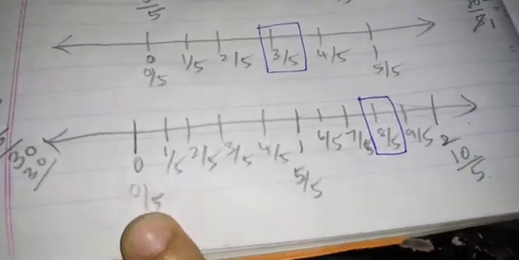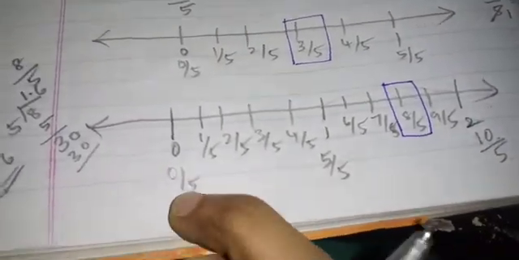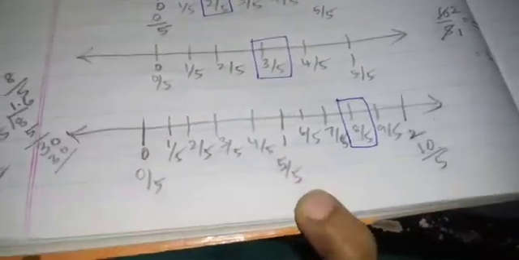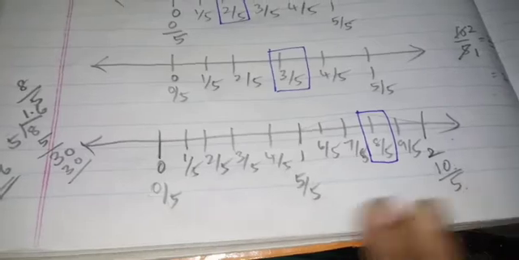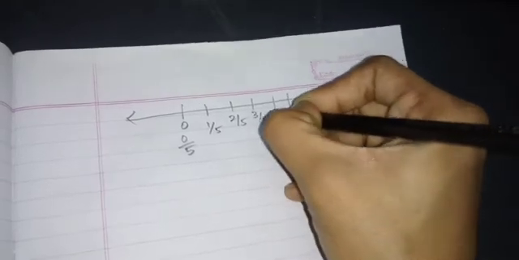So, for 0 I am writing 0 by 5 because my denominator is 5. If the denominator is 6, what will you do? 0 by 6. 1 is 6 by 6. 2 is 12 by 6. So, it depends upon the denominators. Okay. This is your 4 by 5. I am just drawing it. It lies between 0 and 1. That we know obviously because 4 by 5 is a proper fraction. 0 by 5, 5 by 5, 1 by 5, 2 by 5, 3 by 5, 4 by 5. So, where does this 4 by 5 lie? It lies here. So, you can put a box like this.